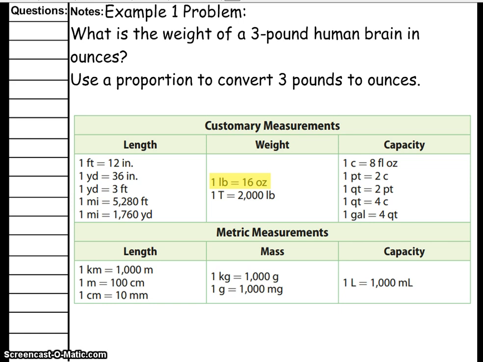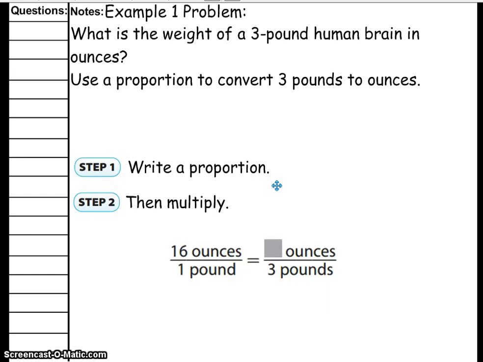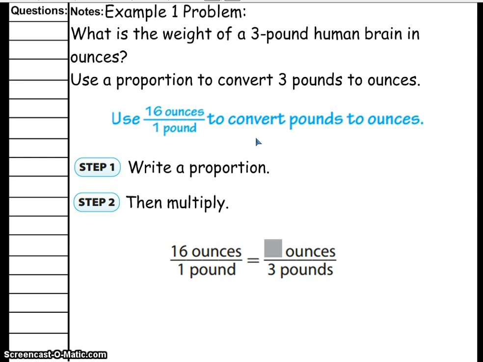So we need to find a ratio on our math chart that will help us go from 3 pounds to ounces. Looking at our math chart, you'll see under weight, 1 pound equals 16 ounces. So this ratio here is going to help us go from 3 pounds to ounces. This is going to be one part of the ratio in our proportion. So the first step was to find on our math chart which ratio we could use. And we're going to use 16 ounces to 1 pound to convert the pounds to ounces.